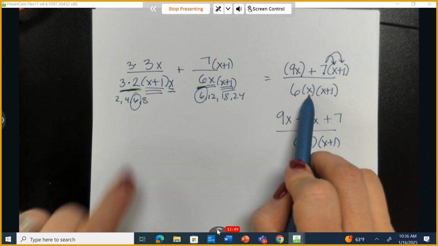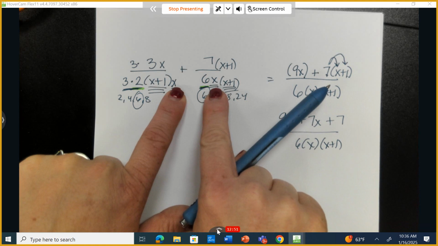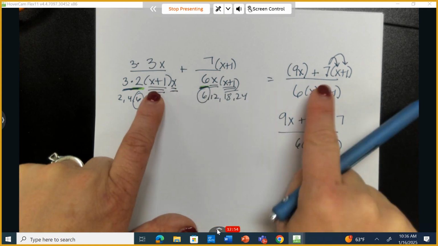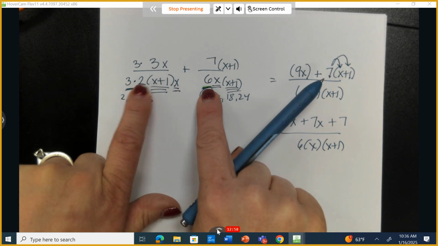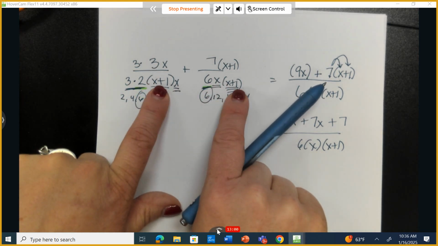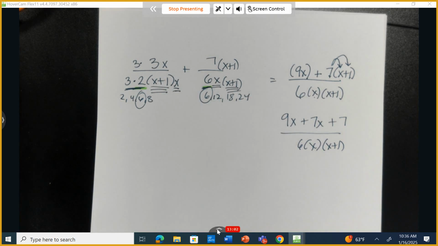How did I get the x? Remember they both had a singleton x on the bottom? And they had an x plus 1. So this is what they have in common in the denominator. They both have a 6, a value of 6. They both have a single x, and they both have an x plus 1. Okay?